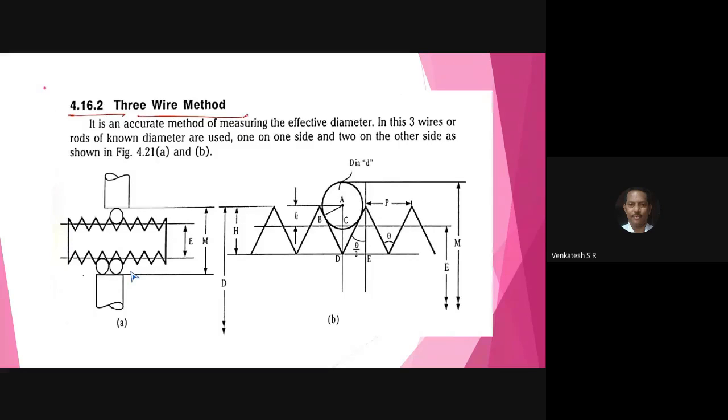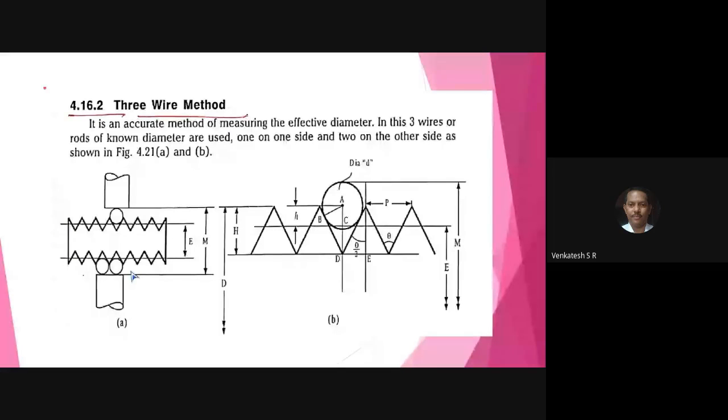From the examination point of view, this is very important, and you can expect this question in the examination. Maybe two wire method or three wire method. Everything is the same. In case of two wire, you have two anvils, two shafts, or two wires. But in case of three wire, there will be three wires present. So you can use a three wire method or two wire method.